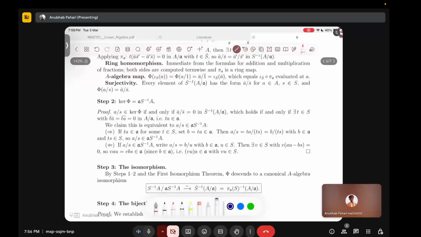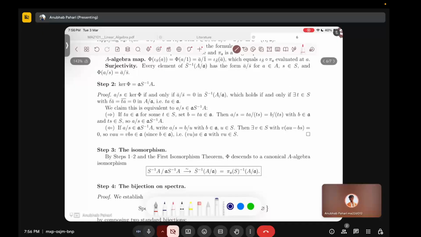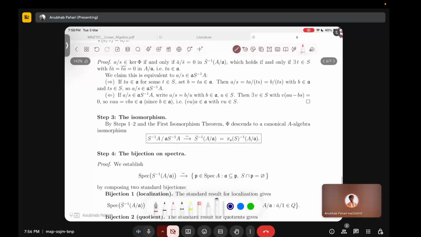And for the kernel of φ, we have to show that it is of the form 𝔞 S⁻¹A. a/s is in the kernel of φ if and only if ā/s̄ equals 0 in S̄⁻¹(A/𝔞), which holds if and only if there exists t in S with t̄ ā equals tā equals 0 in A/𝔞, that is, ta belongs to 𝔞. We claim this is equivalent to a/s belonging to 𝔞 S⁻¹A. If ta belongs to 𝔞 for some t belonging to S, set b equals ta belonging to 𝔞, then a/s equals ta/ts equals b/ts with b belonging to 𝔞, and ts belonging to S, so a/s belongs to 𝔞 S⁻¹A. And similarly you can check the converse direction also.